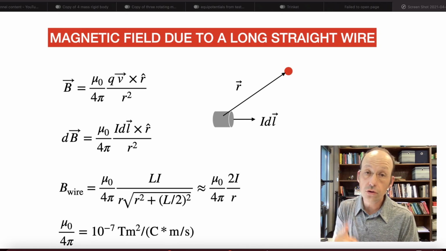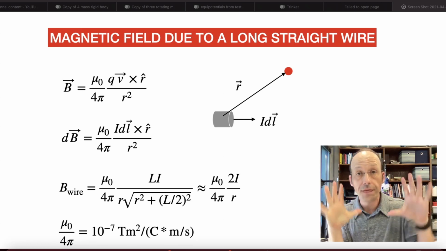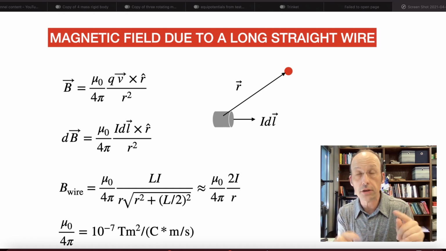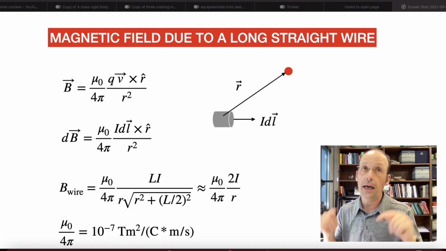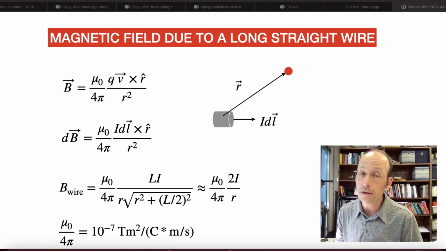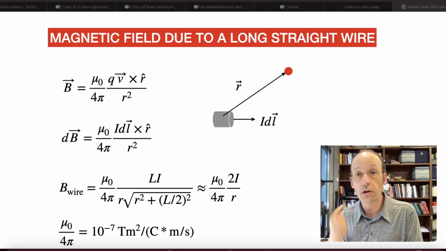Okay, so I'm going to do this one a little bit different. I'm going to start off with this page. I'm going to show you some of the key equations. Then I'm going to switch over to the paper, and I'm going to solve this problem. And the problem is, what's the magnetic field due to a long straight wire?